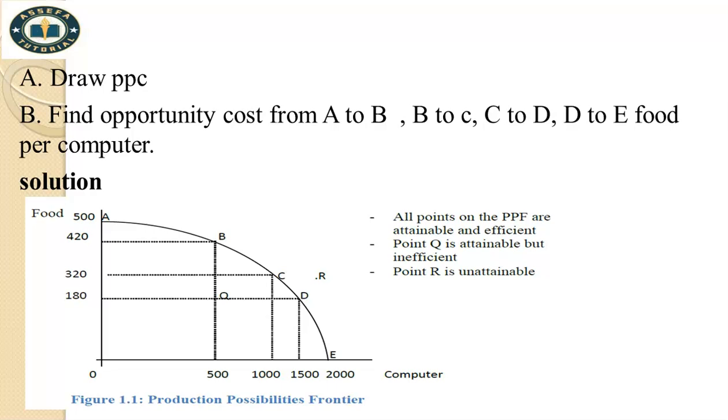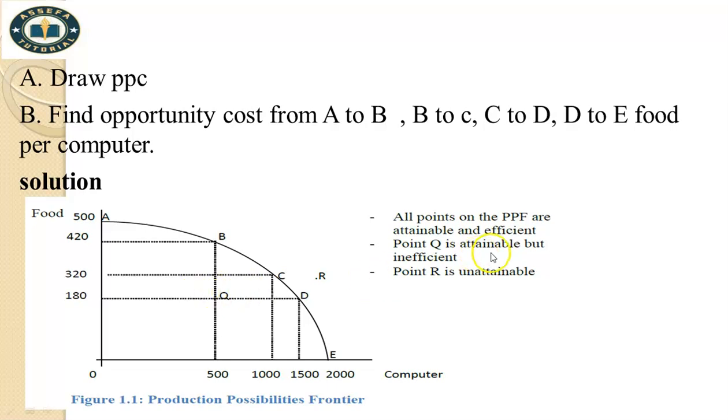ሶስት ኤሪያዎች አሉ። ራሱ ካርቩ ላይ ያሉ ፖይንቶች አሉ፣ ውስጥ ላይ ያሉ ፖይንቶች አሉ፣ outside of production possibility curve ላይ ያሉ ፖይንቶች አሉ። Due to this reason, we can conclude that all points on PPC are attainable and efficient. All points on PPC are what? Attainable and efficient. All points inside of production possibility curves are attainable but not efficient. All points outside of product possibility curves are what? Unattainable but efficient.